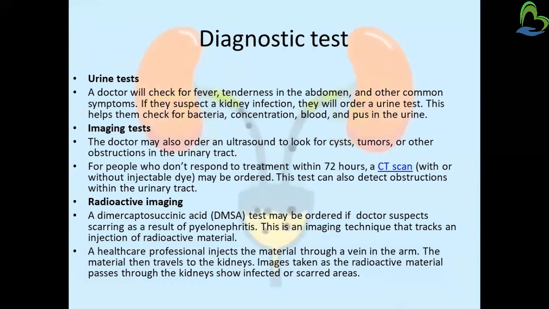Then the diagnostic test, the urine test. A doctor will check the fever, abdominal tenderness, and other common symptoms. If they suspect a kidney infection, they will order a urine test. That helps to check for bacteria, the concentration of the urine, and blood and pus in the urine.